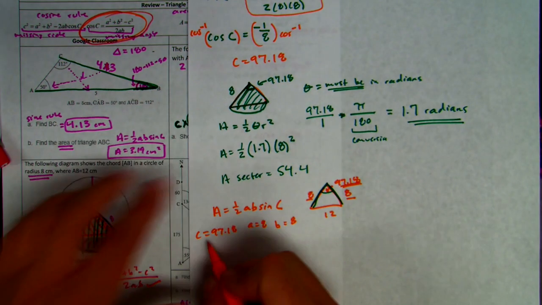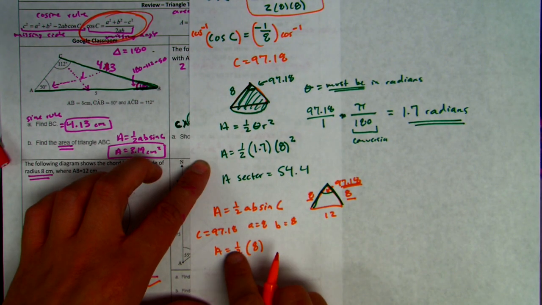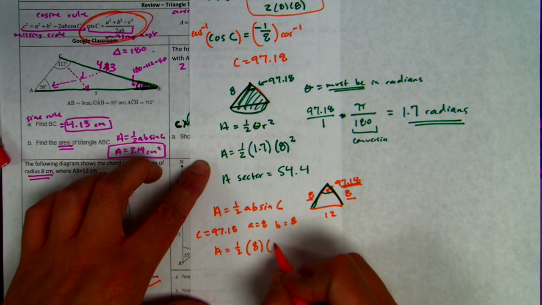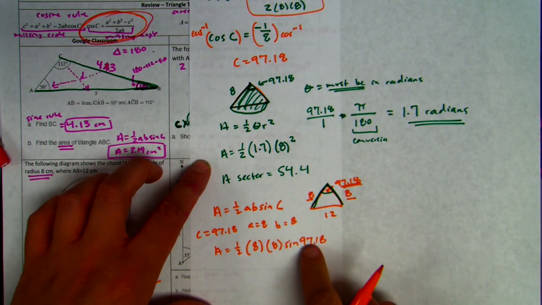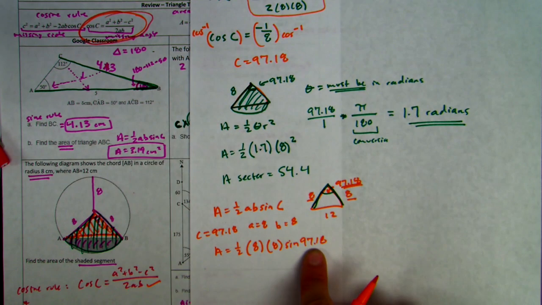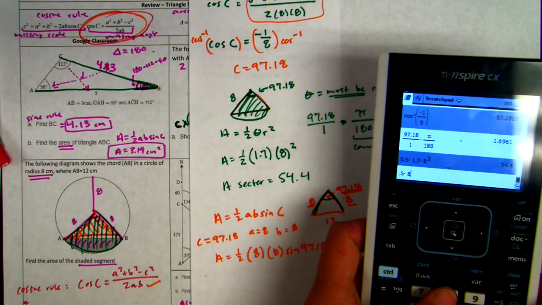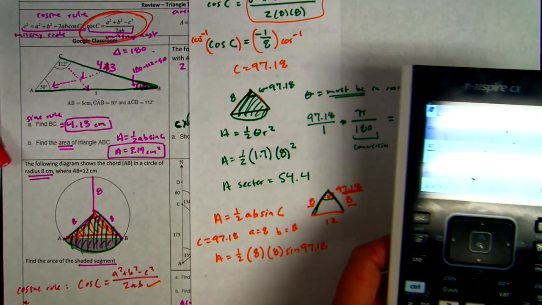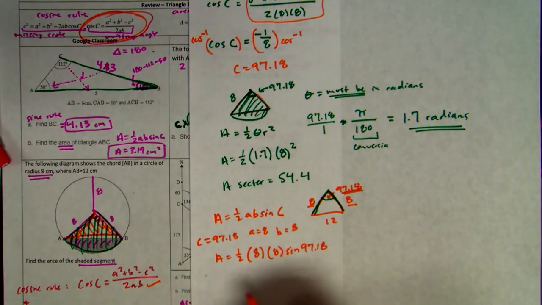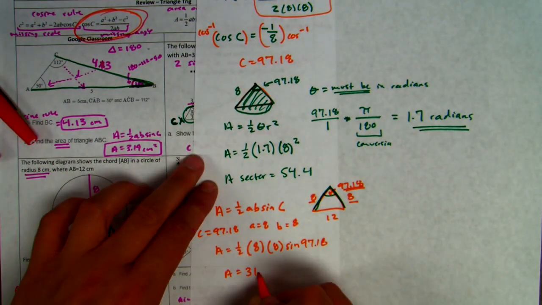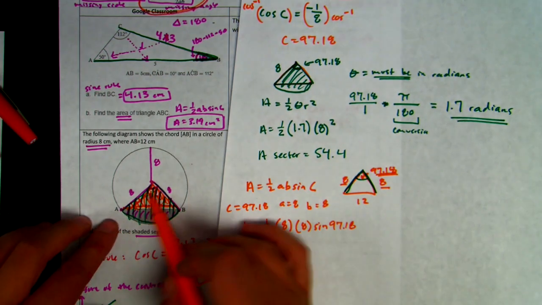Okay, so I'm going to plug everything in. Area is equal to 1/2 times A, which is 8, times B, which is 8, times sine of 97.18. Again, we're using degrees here, so make sure your calculator is in degree mode. 0.5 times 8 times 8 times sine of 97.18 gives me 31.75, so area is equal to 31.75. I am so close to my answer, but I'm not quite there yet.